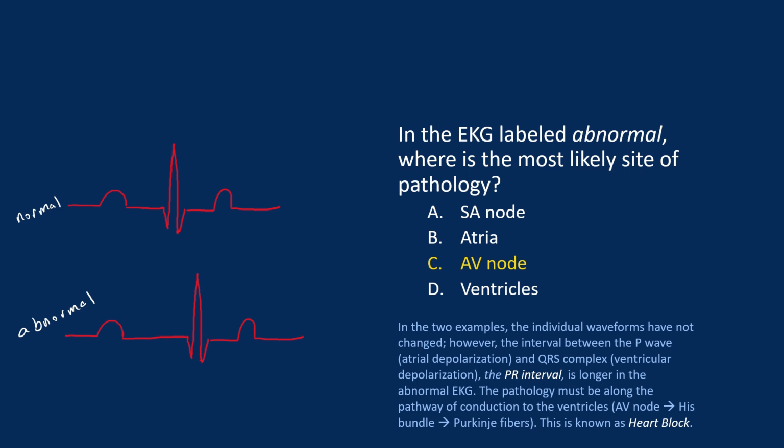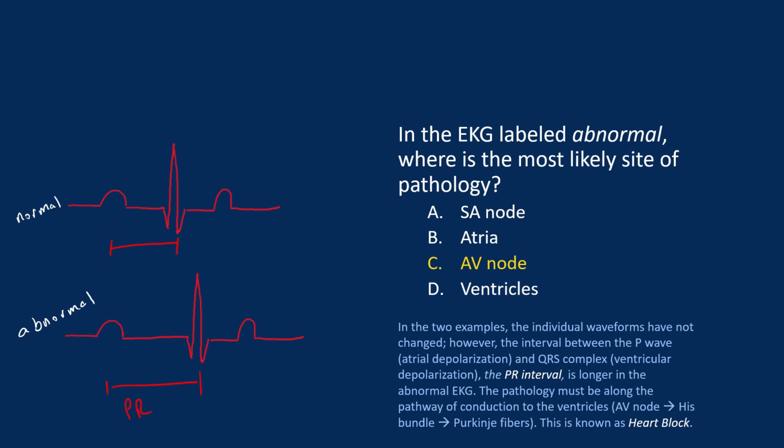So in these two examples, none of the waveforms themselves have actually changed. The P wave has stayed the same, the QRS complex has stayed the same, and the T wave has stayed the same. The only difference comes in the interval between atrial depolarization and ventricular depolarization. And we call this the PR interval.